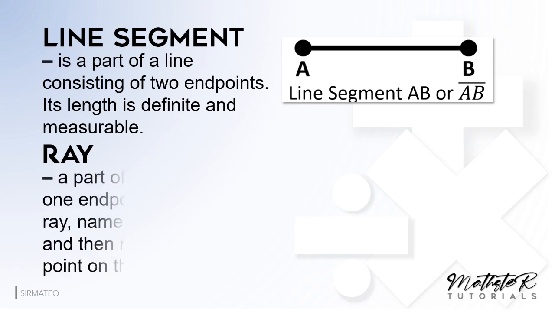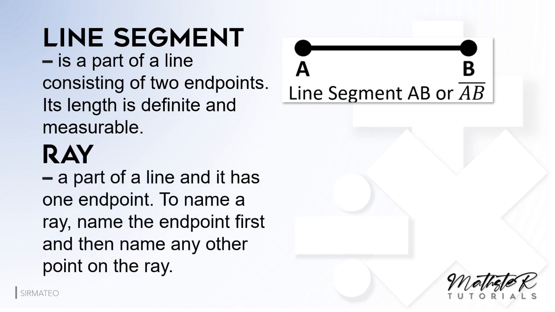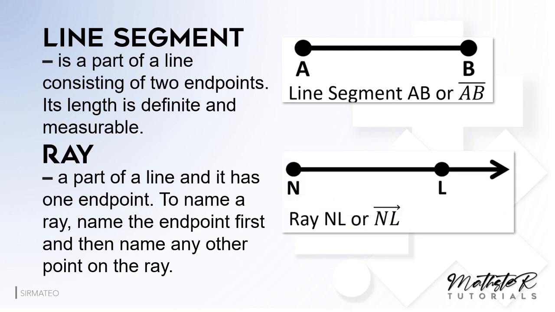And we have ray. It is a part of a line and it has one endpoint. And to name a ray, name the endpoint first and then name any other point on the ray. So ito yung example ng isang ray. Para din siyang line segment, pero ang pinagkaiba nito, meron siyang arrowhead dun sa isang side. Okay? So pwede natin siyang pangalanan as ray NL or may line siya sa taas pero may arrow sa isang side. Ray NL.